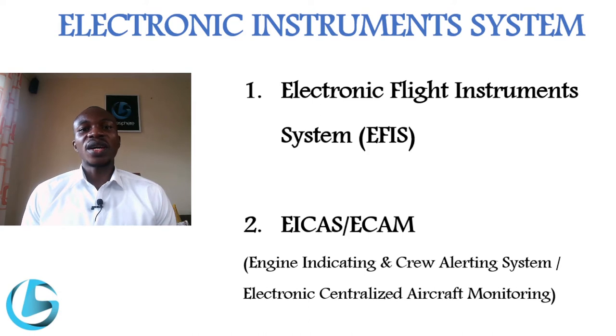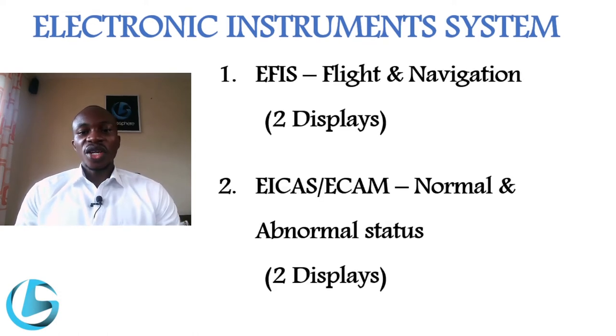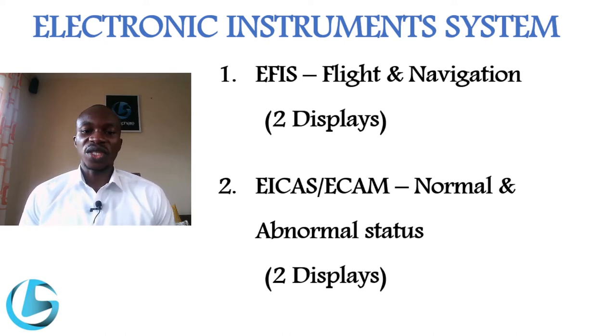To go further, we take an Airbus A320 as an example to illustrate these systems that are found on a modern aircraft. The electronic instrument system, as we said, is made of EFIS and ECAM. The EFIS consists of the flight instruments and the navigational instruments, and these instruments consist of two displays on the captain's side, and there are also two displays on the first officer's side. So the EFIS makes a total of four displays on the A320. Two displays on the captain's side, and two displays on the first officer's side.